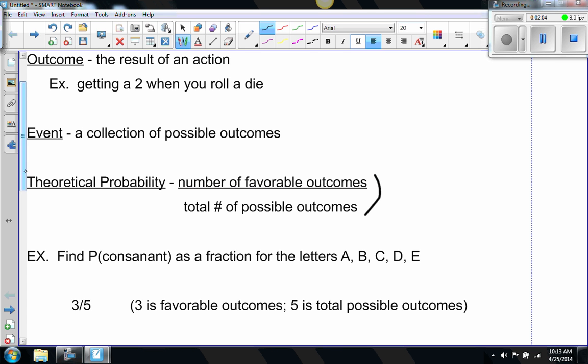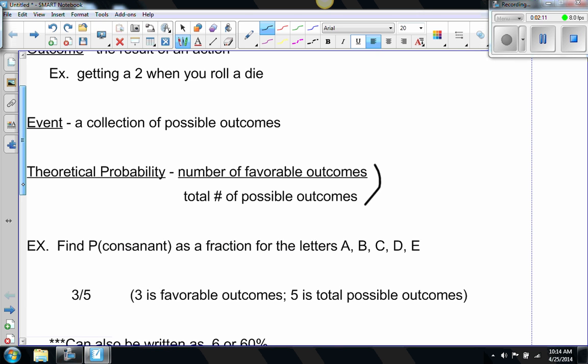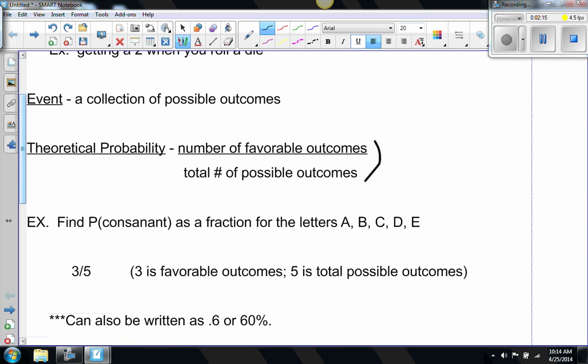You can also write probabilities as decimals or percents. So you'd take the 3, which is the top number, divided by the bottom number, you get 0.6. Or you could go 2 decimals to the right and change it to 60%. Those would all be a correct answer. But this one said write it as a fraction, so you'd write 3/5.